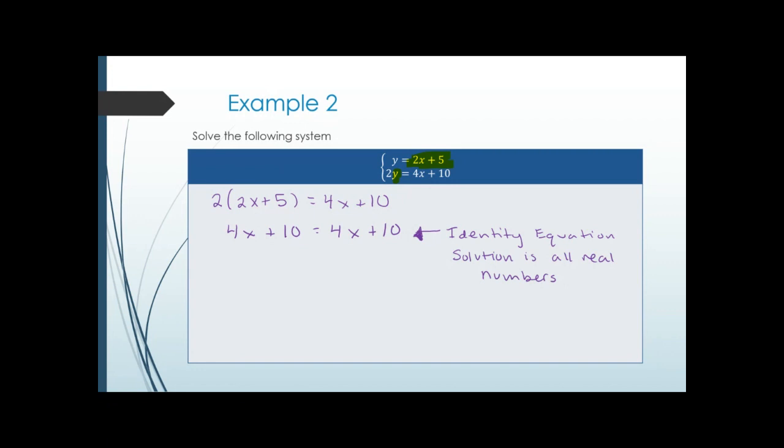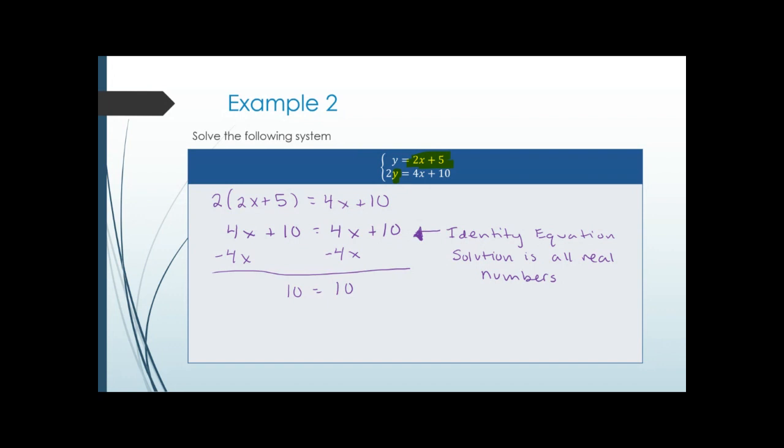So that means it doesn't matter what x is, and we can double check this by attempting to solve. So if I subtract 4x from both sides, my x's cancel. 4 minus 4, that's 0. So I get 10 on the left and 10 on the right. So 10 equals 10 is a true statement, and it's true no matter what x is because we have no x that's remaining. That's why it's an identity equation. It's true all the time, no matter what x is. So our solution is all real numbers.